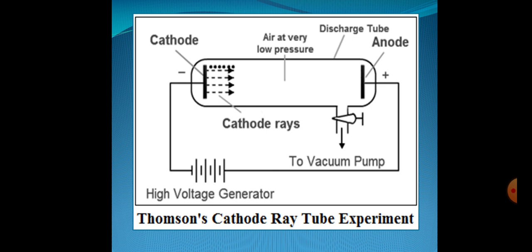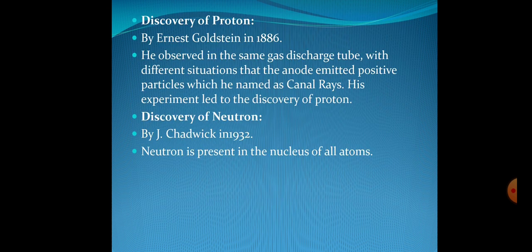Now, this cathode ray had properties similar to the properties of electron. They were negatively charged, they had mass, and they were attracted toward the positive terminal. So, these rays were termed as electrons, and the particle electron was hence discovered.